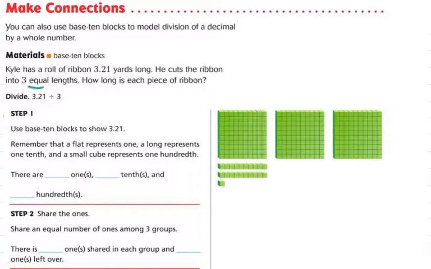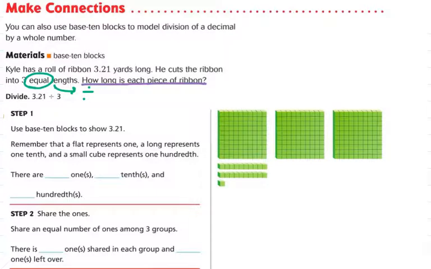Boys and girls, as math detectives, when we see that word equal, it's prompting us to think that we are going to have to divide. Now it's asking us, boys and girls, how long is each piece of ribbon? I'm going to underline this because this is what the problem is trying to get me to find.